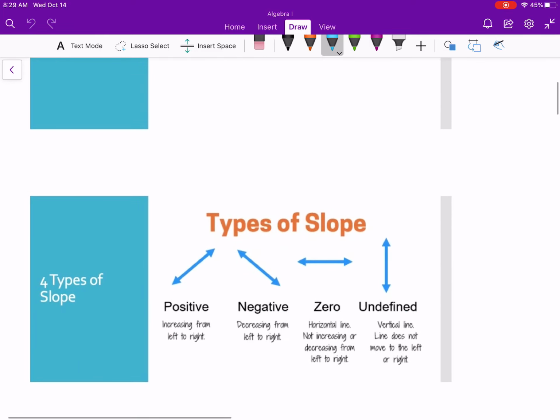And we have 4 types of slope. So we have positive slopes that increase from left to right, negative slopes that decrease from left to right, zero slope, which is just a horizontal line, and undefined slope, which is a vertical line.